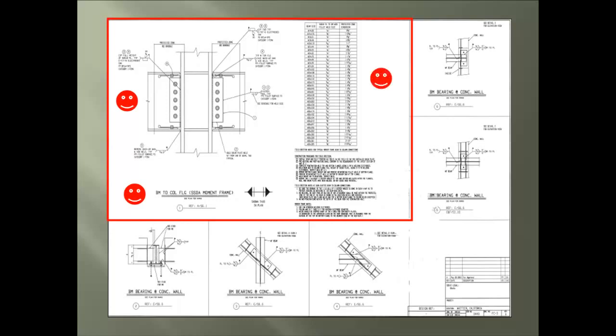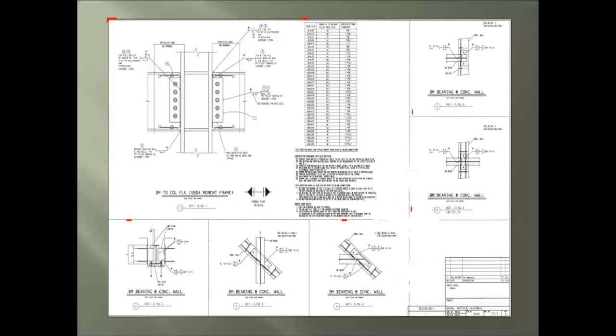We see here the beam schedule, which provides the fillet weld size required to connect the shear clip to beam and the no weld zone found on the beam flanges. And lastly, with this detail are notes specifically for this connection. Next, we see the option for a beam bearing at a concrete wall.